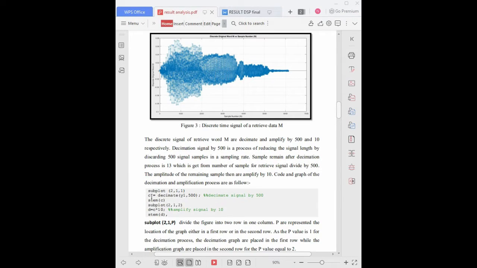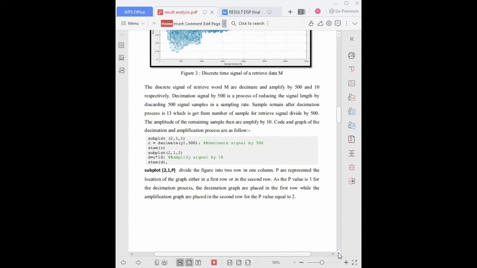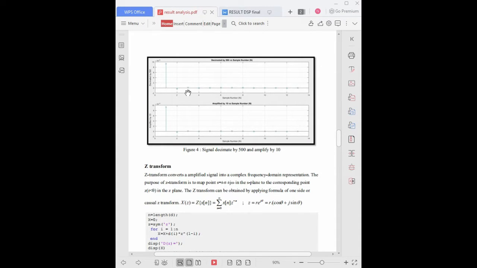We name the process of decimation as C, and we decimate by 500 and plot it as time C to generate a discrete signal. D is the amplification process by 10, and we plot this time D to generate the discrete signal. The first row is the graph for decimation by 500, and the second row is the amplification by 10.